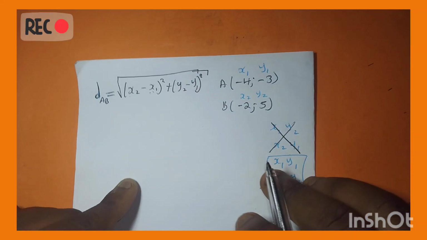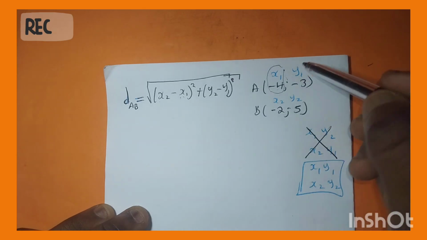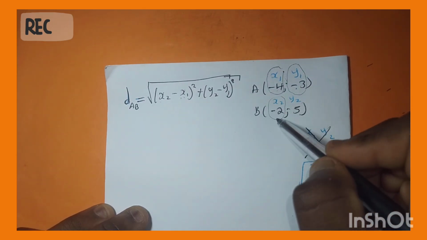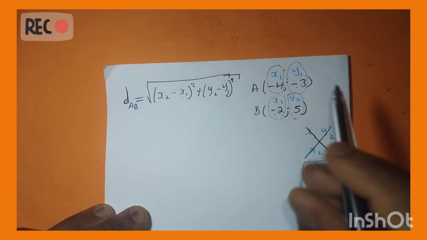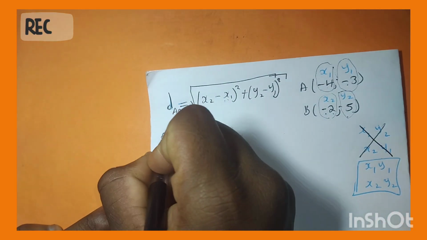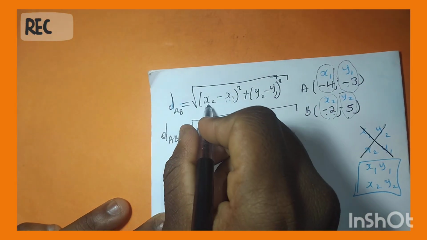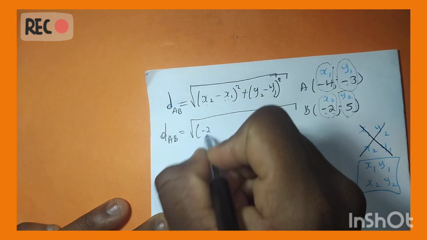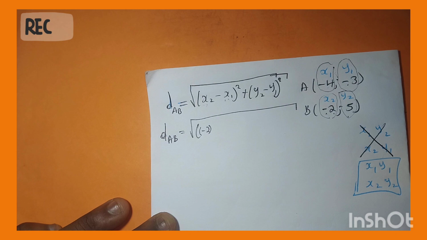So it simply says now, where you see x1, you will put negative 4. Where you see y1, you will put negative 3. Where you see x2, you put negative 2. And where you see y2, you put 5. So let's substitute there. Meaning AB will become, where there is x2, I can put negative 2, and when you put a negative number, guys, you put it inside a bracket like this.